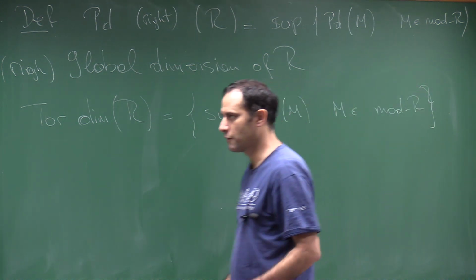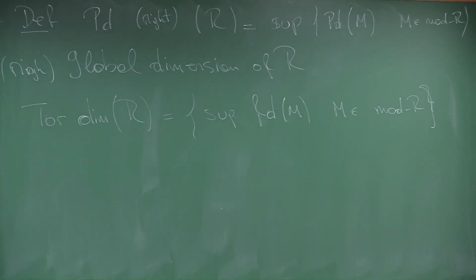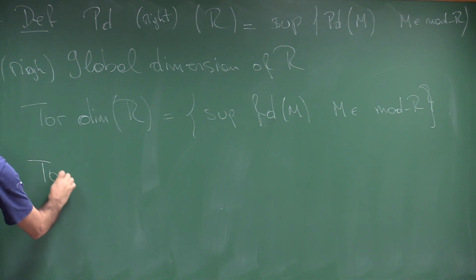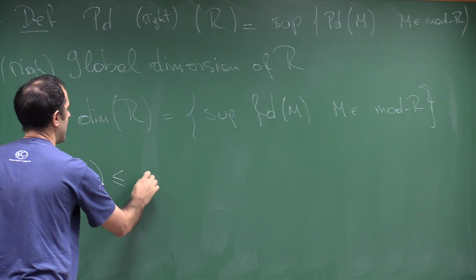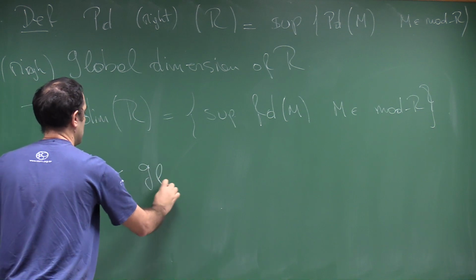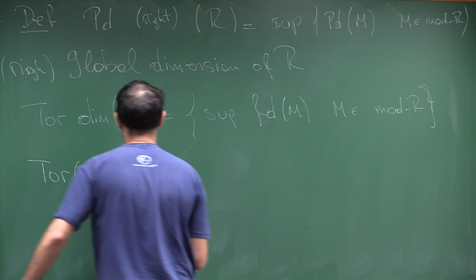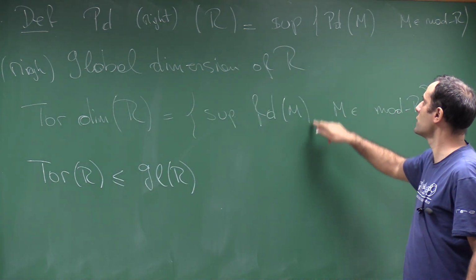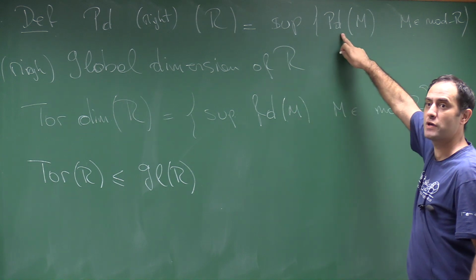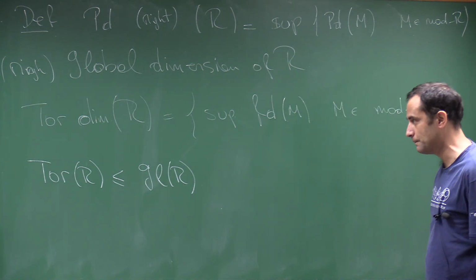And today I want to prove the following theorems. Now again, clearly the Tor dimension of the ring is less than or equal to the global dimension of the ring, just because each flat dimension is less than or equal to the projective dimension.